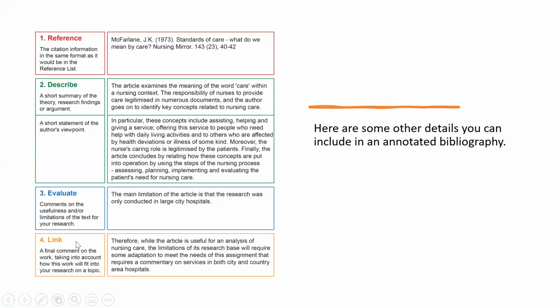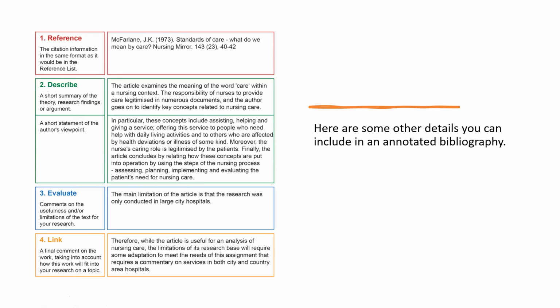And here's another example with some other details that you could include in a bibliography. Obviously, the things here on the side are just explaining what you could include underneath the citation. So once again, the citation is the same format as it would be in the reference list, works cited, or bibliography, whatever kind of style you're doing. You can describe a short summary of the theory, research findings, or argument in that article. You can do a short statement of the author's viewpoint, especially if you're writing an argumentative paper and you have sources from both sides of the argument.